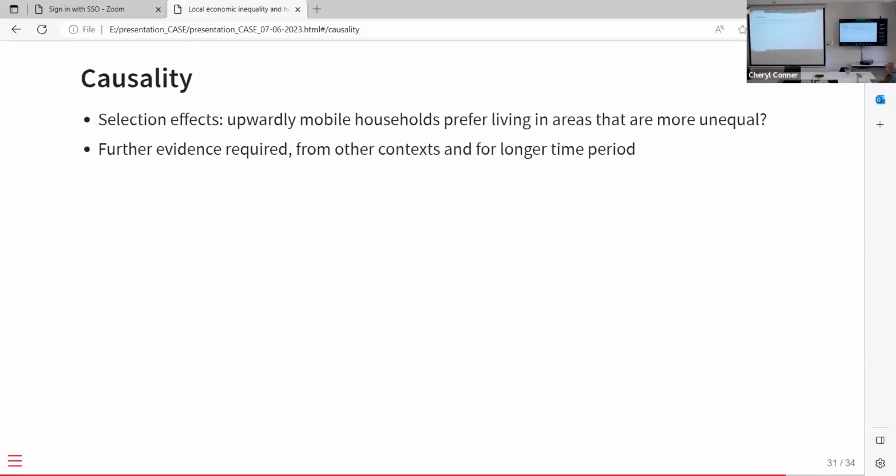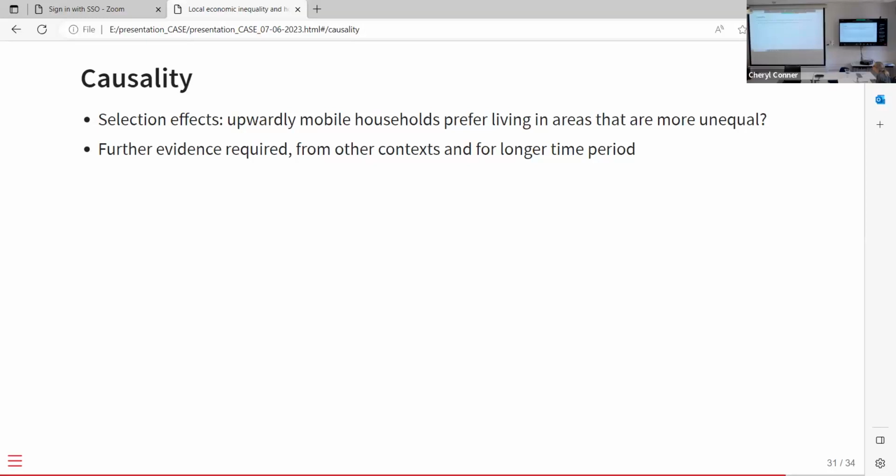So the causal stories, I mean, this is obviously a big one. You can't experiment with households. You can't randomly allocate them to different neighborhoods with different levels of inequality. The results are associational and might be driven by selection effects. One possible story here is that if you're an upwardly mobile household, you have lower income, but you plan to have higher income. You prefer maybe to live in areas that are more unequal, to be around people who you want to be like, who are richer, and you might therefore also borrow more. So that's a possible story.